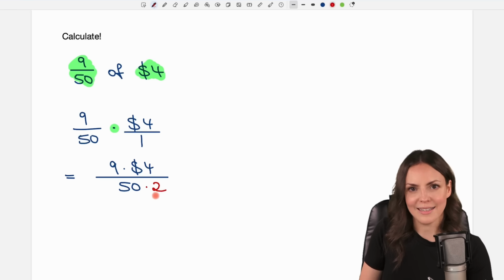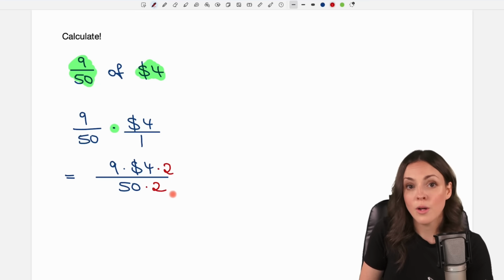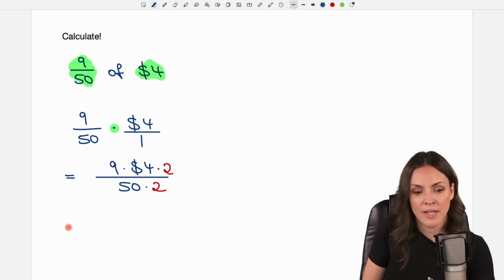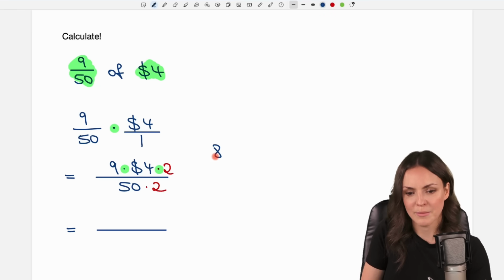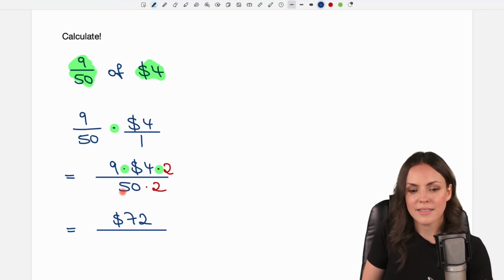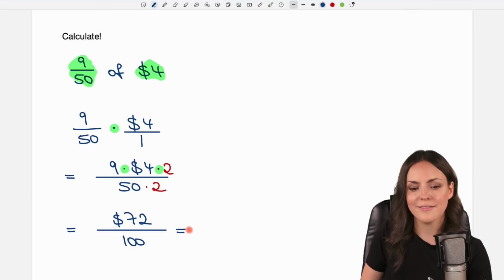But the thing is that we are not allowed just to multiply the denominator by 2. We also have to do the same in the numerator. So if we multiply the numerator and the denominator by 2, that is something we are allowed to do, and if it helps us, go for it. So what do we have here then if we multiply? Maybe we start 4 times 2 equals 8, and 9 times $8 equals $72 then. And in the denominator we have 100. And now the only thing that's left is to divide the $72 by 100.